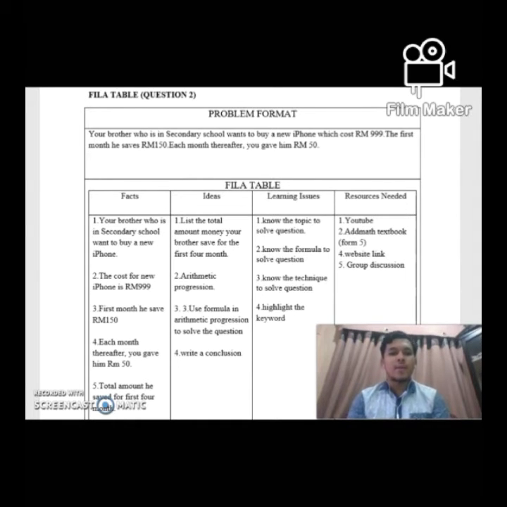Okay, the facts are: first, your brother who is in secondary school wants to buy a new iPhone. Second, the cost of the new iPhone is RM999. Third, the first month he saves RM150. Fourth, each month after, you give him RM50. Fifth, the total amount he saves for the first 4 months.